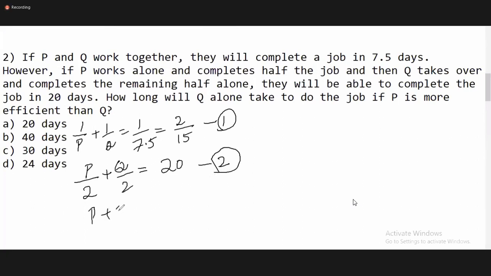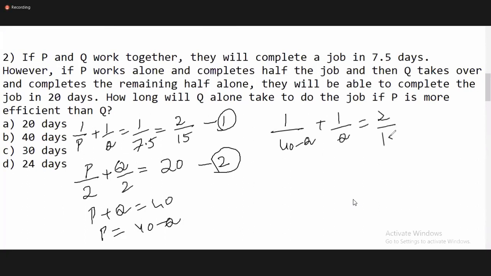From this, can I write P plus Q is equal to 40? P and Q come together can complete the work in 40 days. Yes or no? From this, can you write P is equal to 40 minus Q? Now substitute here 1 by (40 minus Q) plus 1 by Q, which is equal to 2 by 15. If you rearrange this equation, you will get the Q value.